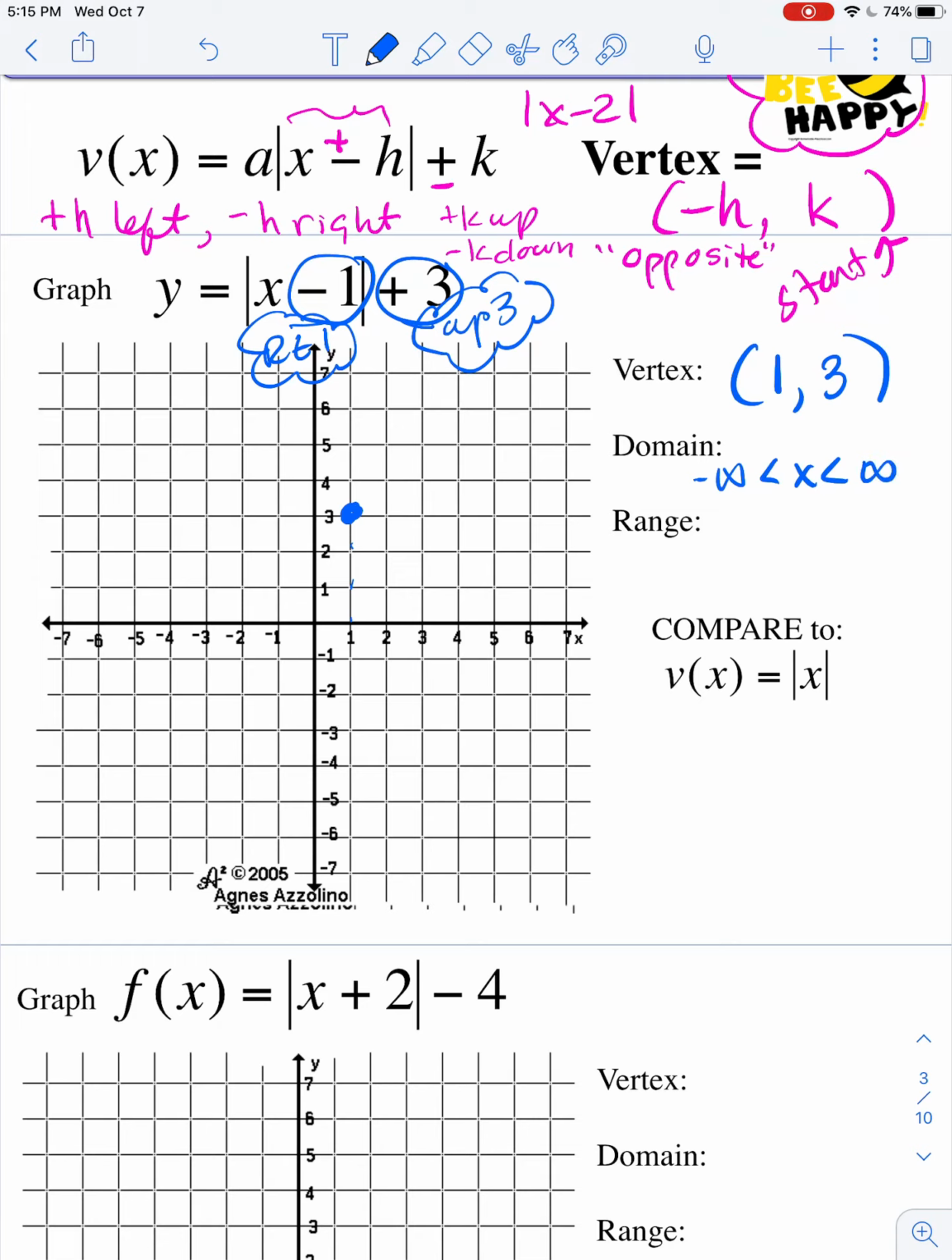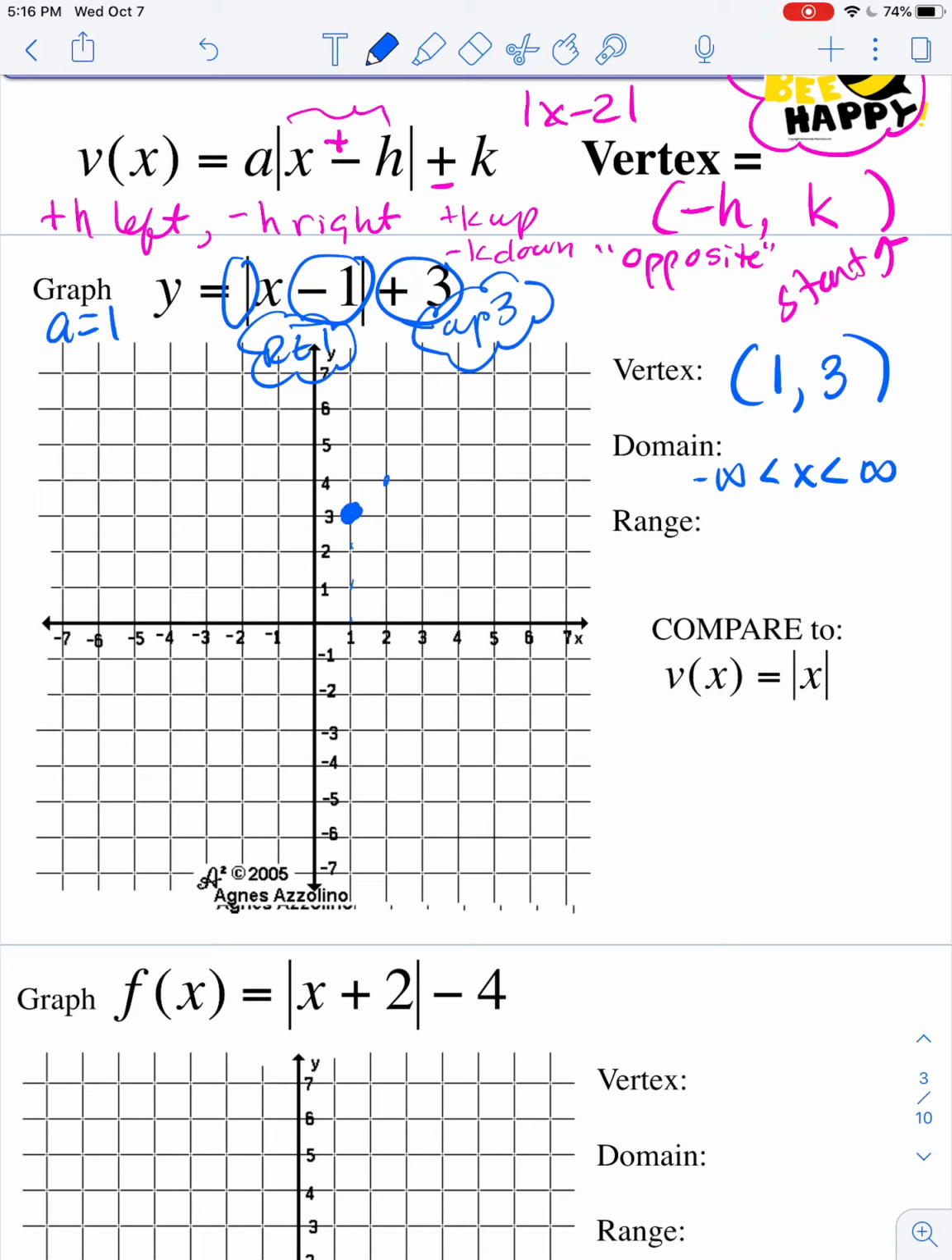I already know my domain because it is always, always, always, always all real numbers, written in our fancy new way. Range, however, I like to graph it first and then take a look at the range. If I look at this graph, out in front I don't have anything. And what that's telling me is that my A value is 1. So I'm going to have just an average, normal sized absolute value graph.